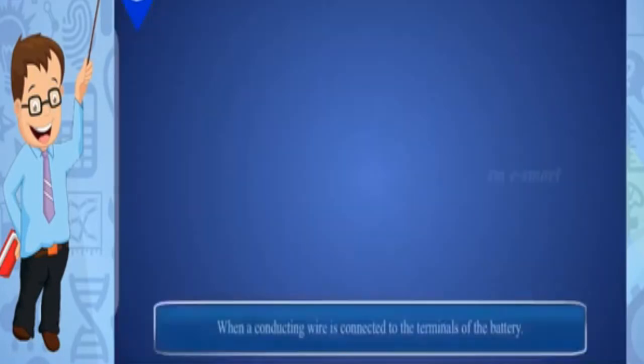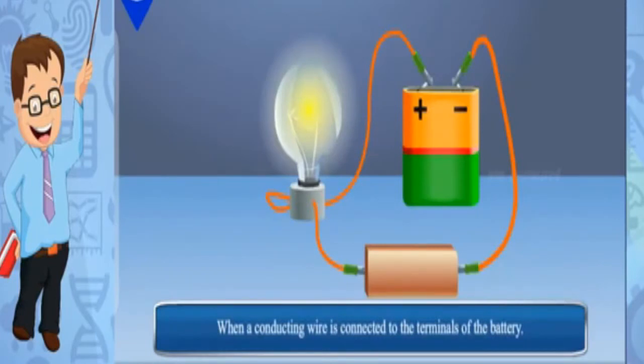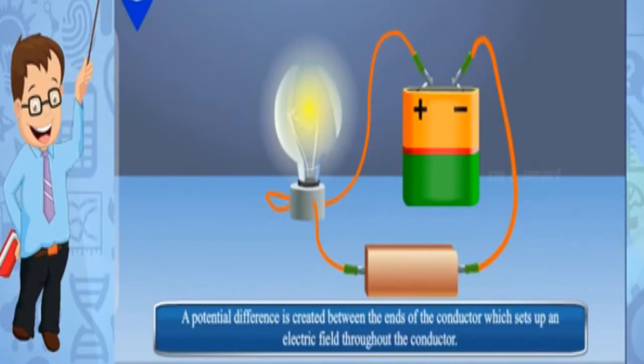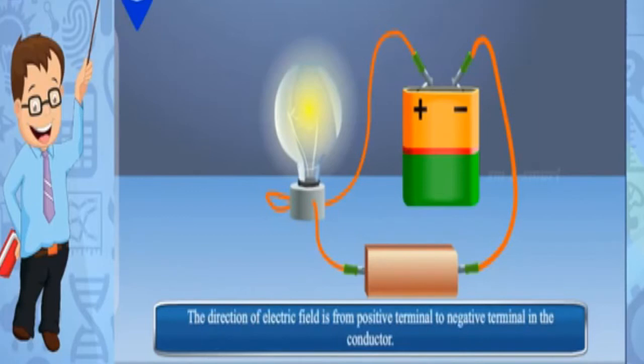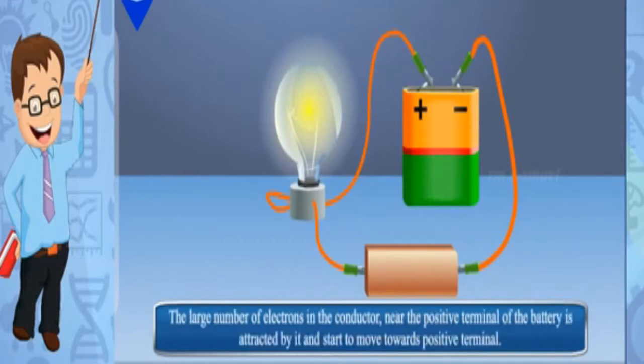When a conducting wire is connected to the terminals of the battery, a potential difference is created between the ends of the conductor, which sets up an electric field throughout the conductor. The direction of the electric field is from the positive terminal to the negative terminal in the conductor. The large number of electrons in the conductor near the positive terminal of the battery is attracted by it and starts to move towards the positive terminal.